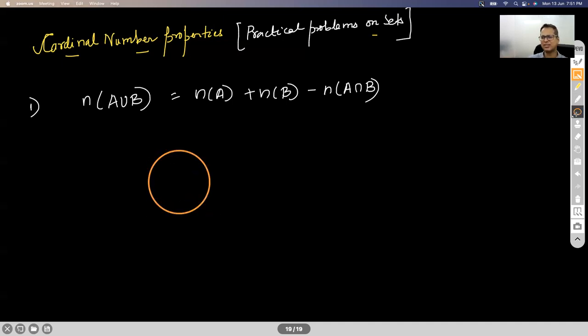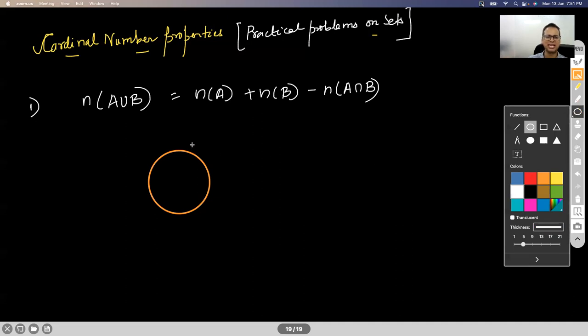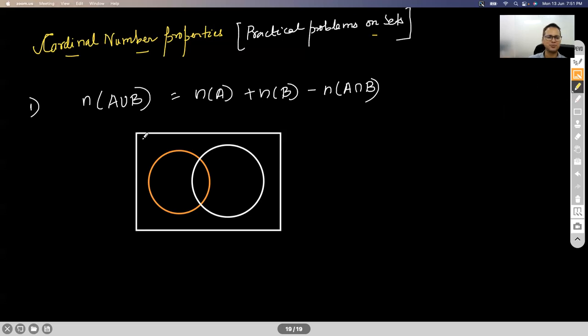Now, how does this work? Very simple. You can easily verify this by using a Venn diagram. Let's say this is a Venn diagram situation of A and B. When you want to find the number of elements in the union of A and B, you're looking for how many elements lie in this zone. I'm just showing it with a zigzag. So in this zone, let me call K the number of elements lying in this zone.